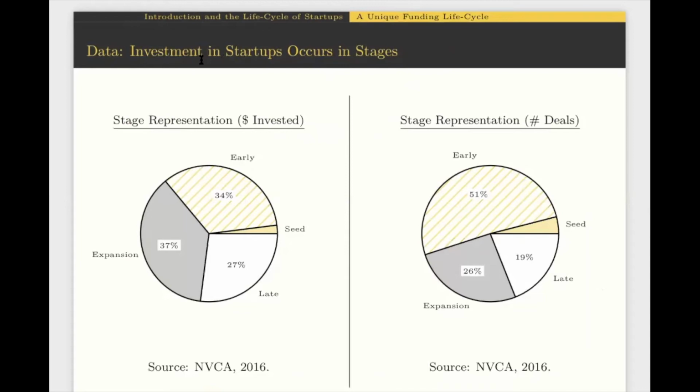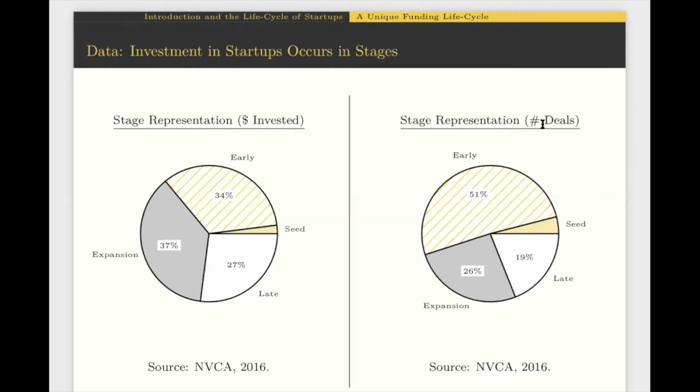And just to highlight the fact that investment occurs in stages, this is some data that comes from the North American Venture Capital Association. That's an organization that monitors and surveys venture capital firms. What this data provides is a sense of the different rounds of funding that VC-funded startups raise. This is data from 2016.